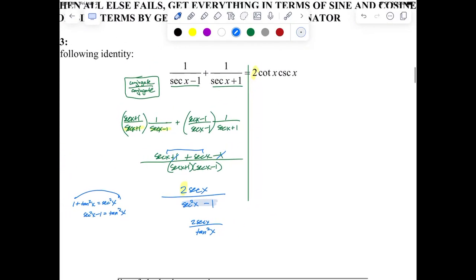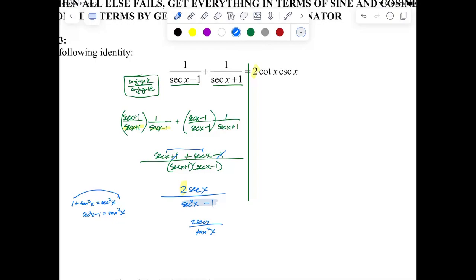Now what that did is it got rid of the difference of squares in the denominator. And now you look at your right-hand side and you're like, I'm making great progress. But I still only have the 2 in the right place. What can I do now? Here's what the proof has left. All I have left to show is that secant divided by tangent squared is cotangent times cosecant. That's all I have left to show, right?